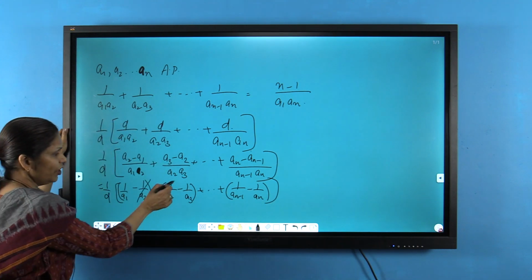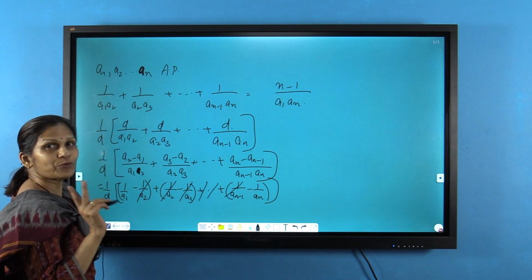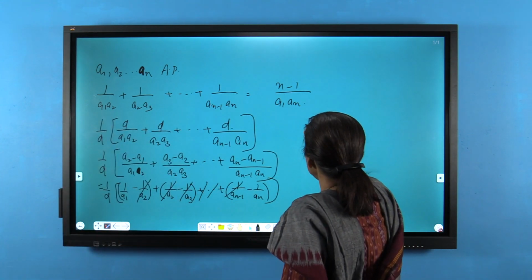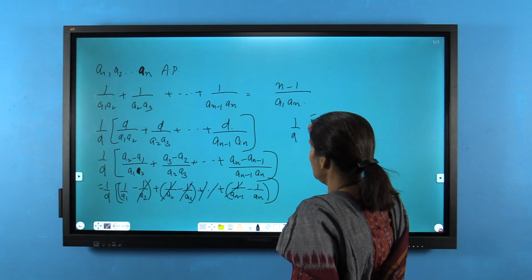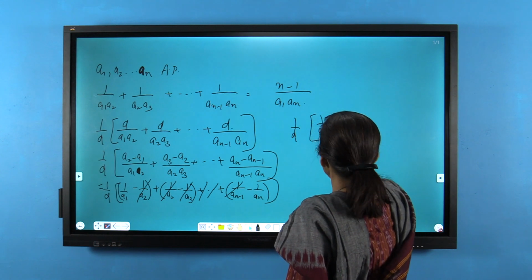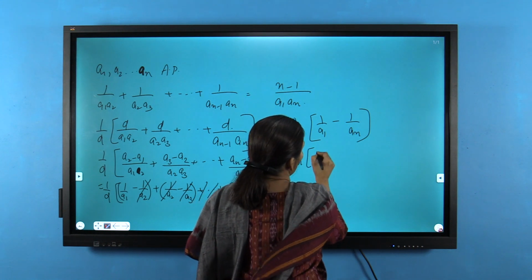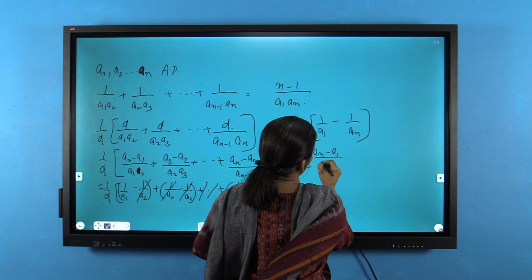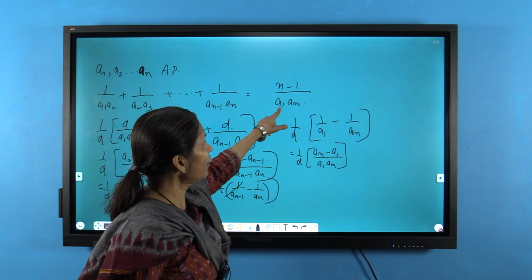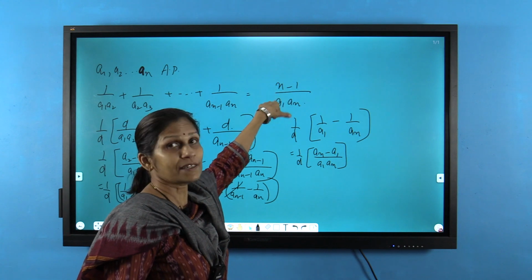If you observe, you realize that these are terms that are going to cancel. You are going to be left with just the first and the last terms. What is it? It is 1 by d into 1 by A1 minus 1 by AN. That is 1 by d into (AN minus A1) divided by A1AN. Compare with your question. A1AN we are not going to touch. These are two terms which are not there. Let us write that down.